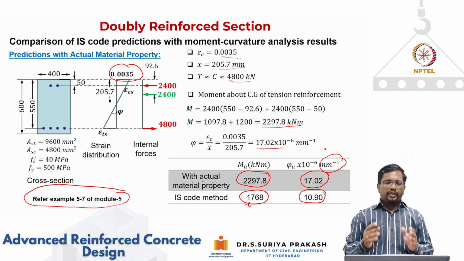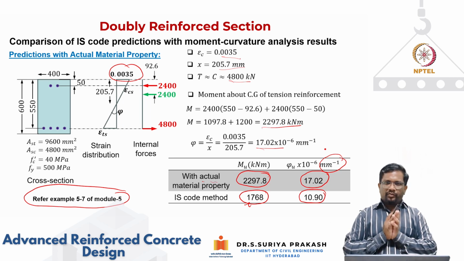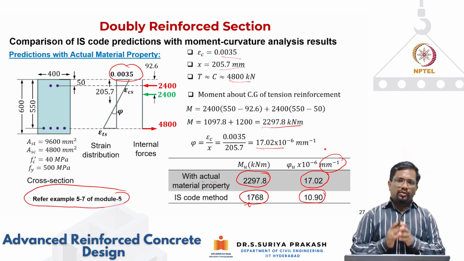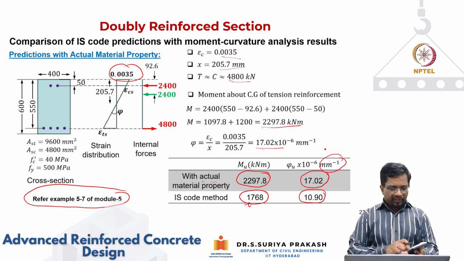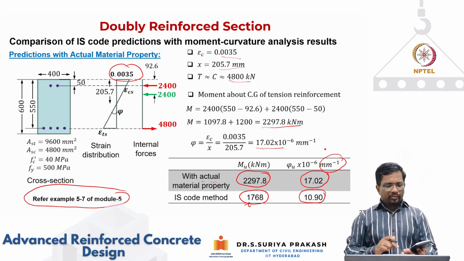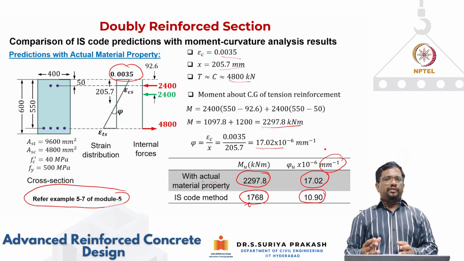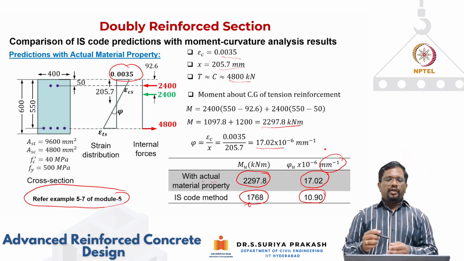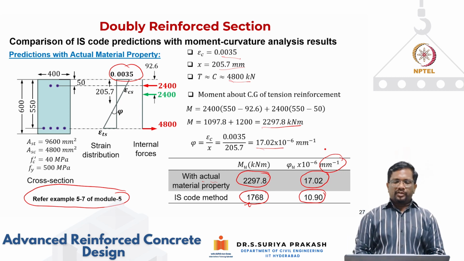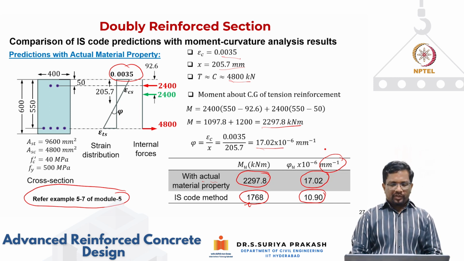So you can see that for both the singly reinforced section as well as for the example we have taken, the doubly reinforced section, the IS code method of calculation is quite conservative. In this case, it is basically 1768 divided by 2297, which works out to be about 77%. The estimation of capacities from a design code should always be more conservative than what you calculate using actual material properties. In this way, we can say that the IS code method is quite conservative and quite safe in terms of design capacities.